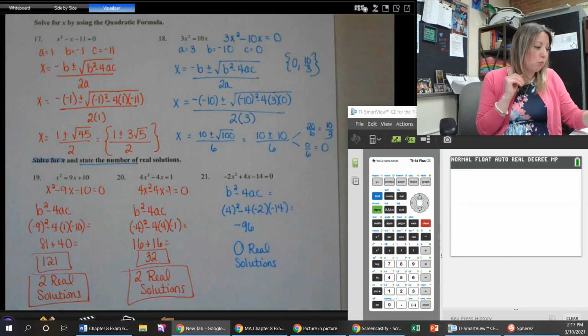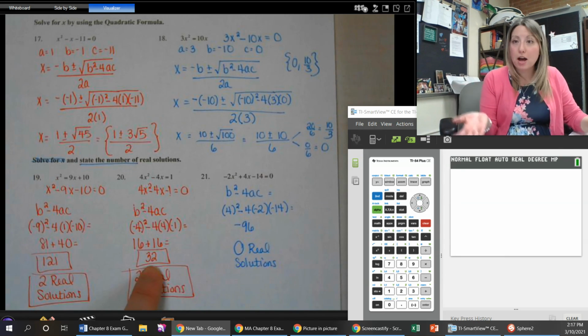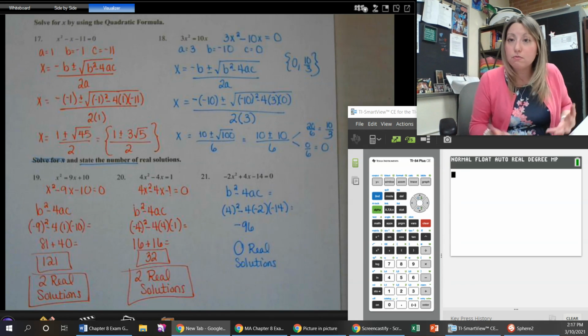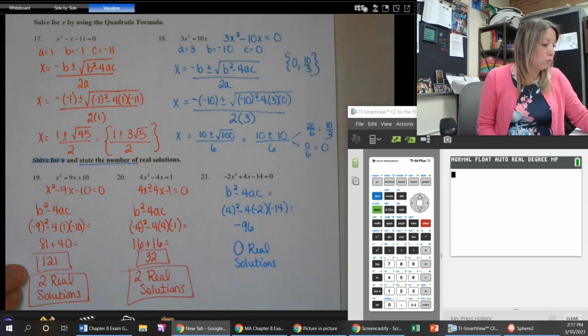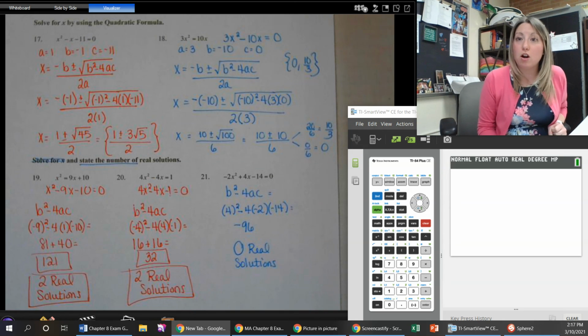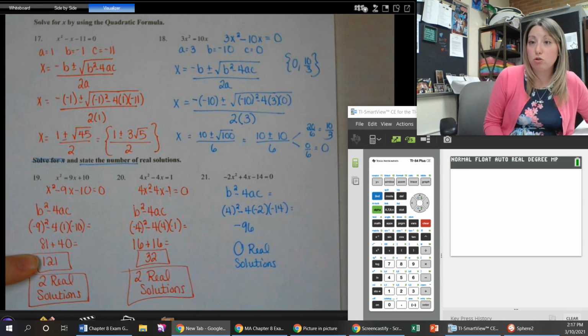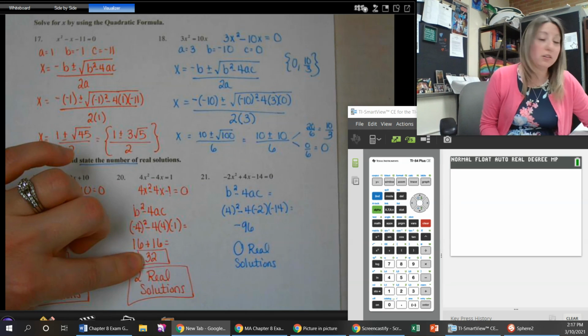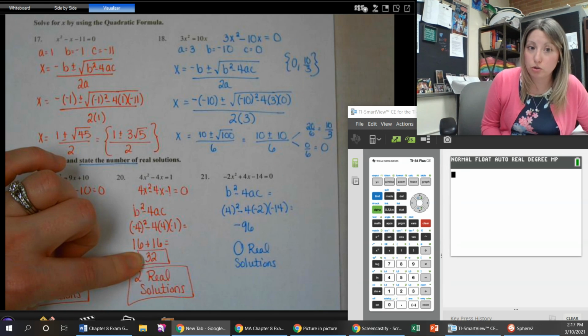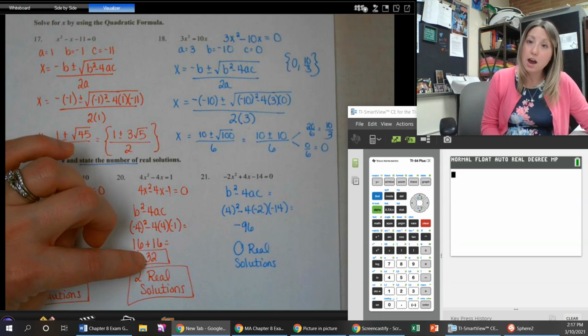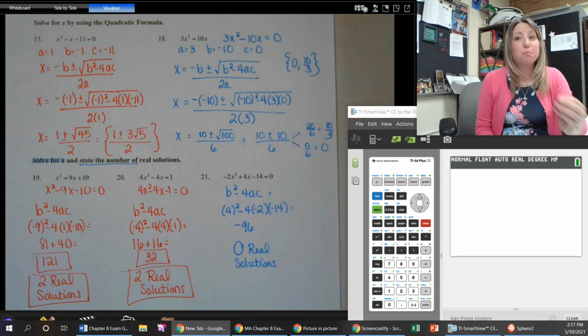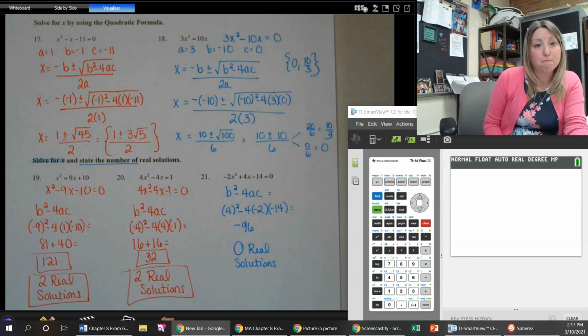And then on number 20, the discriminant comes out to be a positive number. And again, we know any positive number as the discriminant means 2 real solutions. So both of these are 2 real solutions. I'm just pointing out that this was actually 2 rational solutions. This is 2 irrational solutions because this is not a perfect square. It's a positive number, but it's not a perfect square as the discriminant.